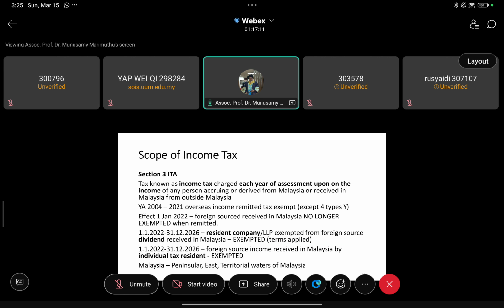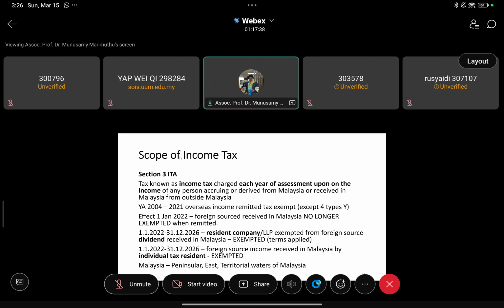Okay. So this is also a part of the question for your mid-exam. Among all, section 3 of the Income Tax Act is the most powerful. So I'll put it in a very simple form for you to understand. What is section 3? Scope of income tax. Scope of income tax means whether it is only Malaysia or outside Malaysia.